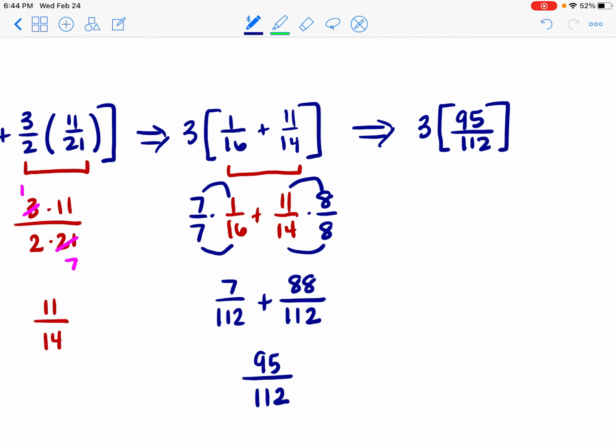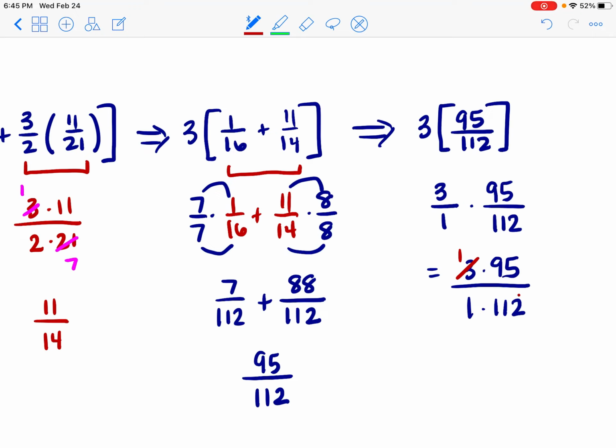So I've got 3, and then in my brackets now is just 95 over 112. And the brackets, just like the parentheses, when there's no symbol in between them, that's multiplication. So the last step here is to multiply 3, which is 3 over 1, times 95 over 112. So we're looking at 3 times 95, 1 times 112. I can see a common factor. 3 is going to go in here once, and then 3 is going to go in here.